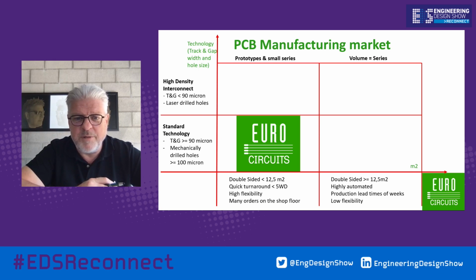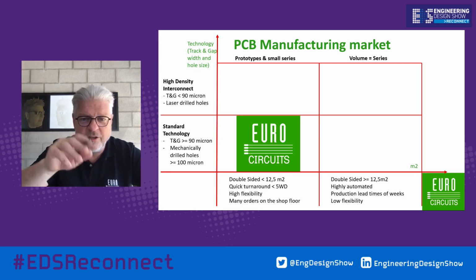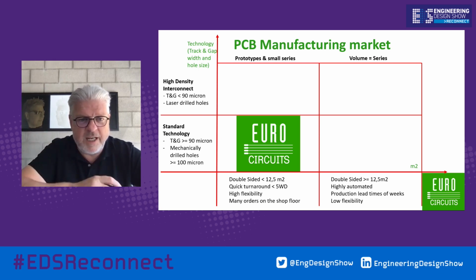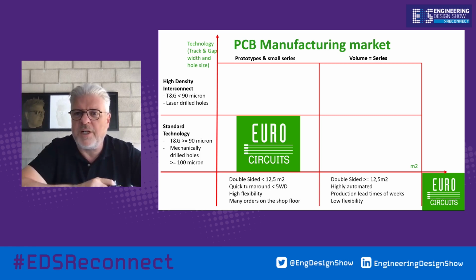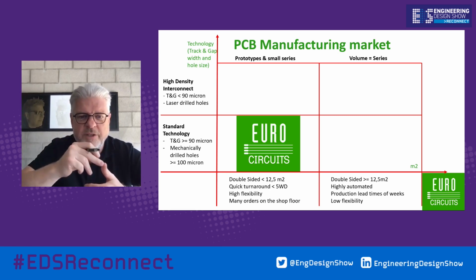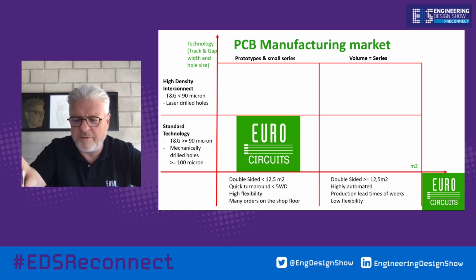The market in PCB manufacturing is divided in technology and volume. And for every quadrant, you have different manufacturing sites. So no PCB manufacturer does all these quadrants in the same factory. That does not exist, not in the whole world. So everybody specializes in one of these segments. And we are clearly specialized in standard technology, quick turnaround. That is our cup of tea.